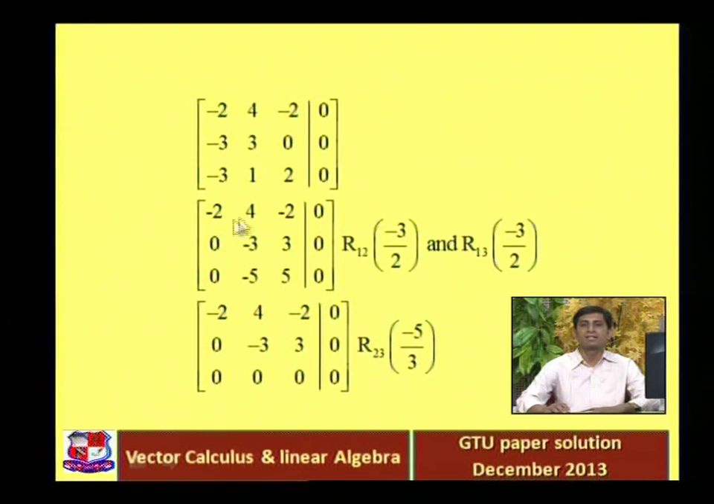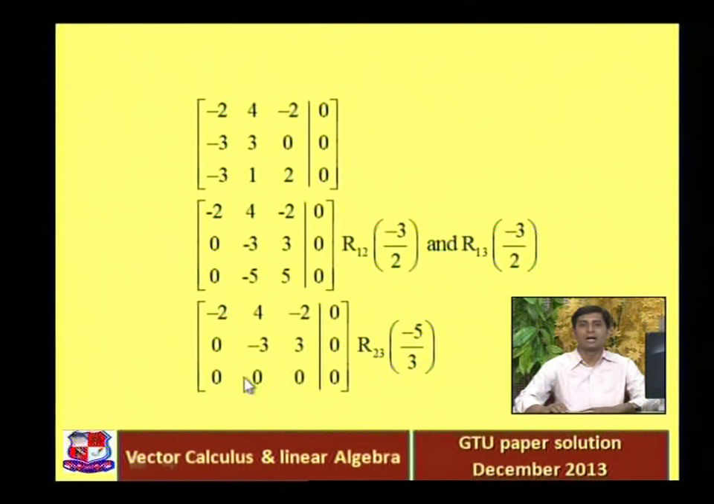Now this matrix is still not in row echelon form. This is the second row, this is our leading entry, and below that leading entry we don't have 0, so that's why we are multiplying the second row with minus 5 by 3 and adding into the third row. So the third row becomes 0 0 0 0. The second and third rows are minus 2, 4, minus 2, 0 and 0, minus 3, 3, 0.